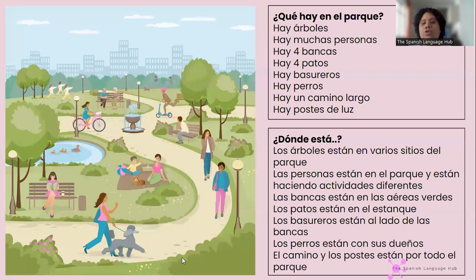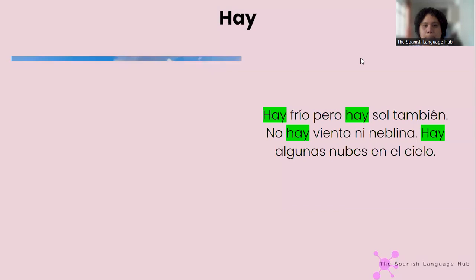El camino y los postes están por todo el parque. So the path and the light posts are all over the park. Okay, so again, to sum up, hay is to list the things that are in a place that you can see, and estar is to talk about the location of those things.